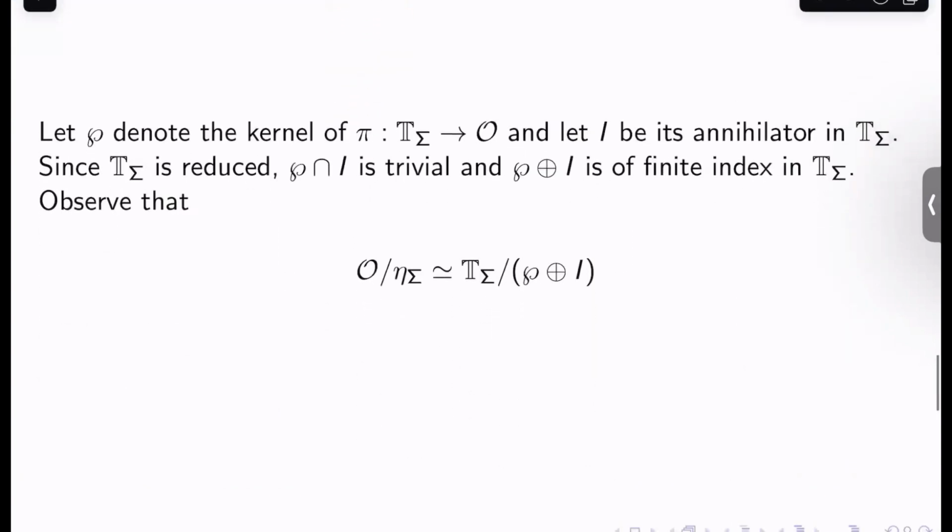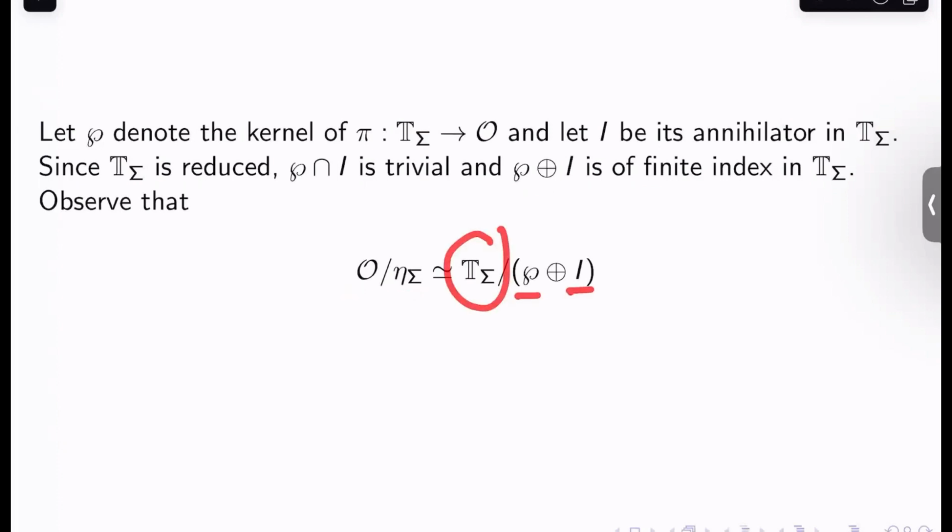So we're going to let W_P denote the kernel of the map π from T_σ to O, from the kind of commutative triangle we've been working with, and we'll let I be its annihilator in T_σ. Since T_σ is reduced, W_P intersect I is trivial, and W_P plus I is a finite index in T_σ. We're also going to observe that O mod η_σ is isomorphic to T_σ mod W_P plus I.